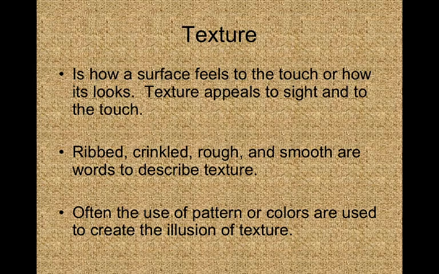So, what is texture? Texture is how a surface feels when you touch it or how it looks like it might feel when you touch it, okay? It appears to the sight and the touch. Ribbed, crinkled, rough, smooth, these are all words that you would use to describe texture. So you can say that something feels rough or something feels smooth, but really what you're defining there is the texture. When we talk about texture, we need to also talk about pattern.